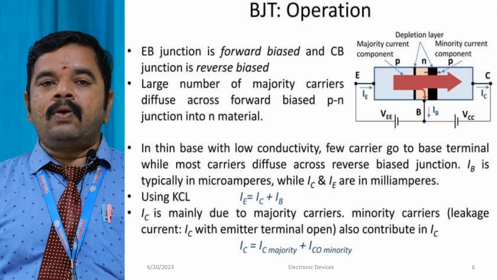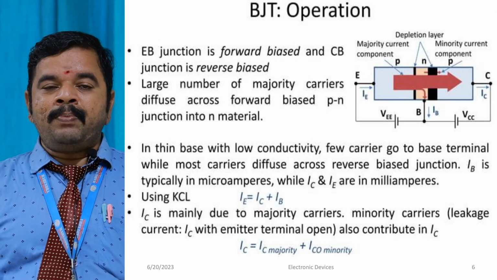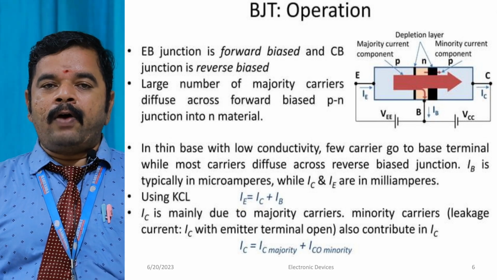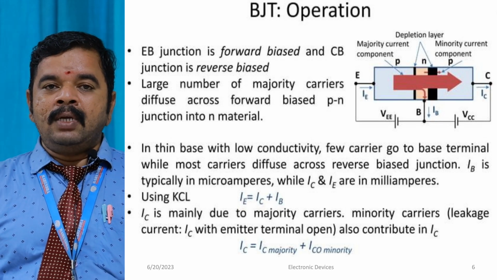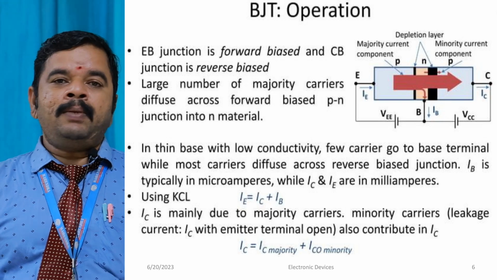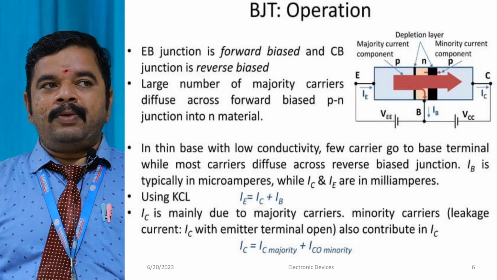So due to that, we call it bipolar. What is the meaning of bipolar? Under the forward bias, the majority carrier will flow. Under the reverse bias, the minority carrier will flow. Because both the majority and the minority carriers flow, we consider the BJT as bipolar. So that is the operation we have to consider.